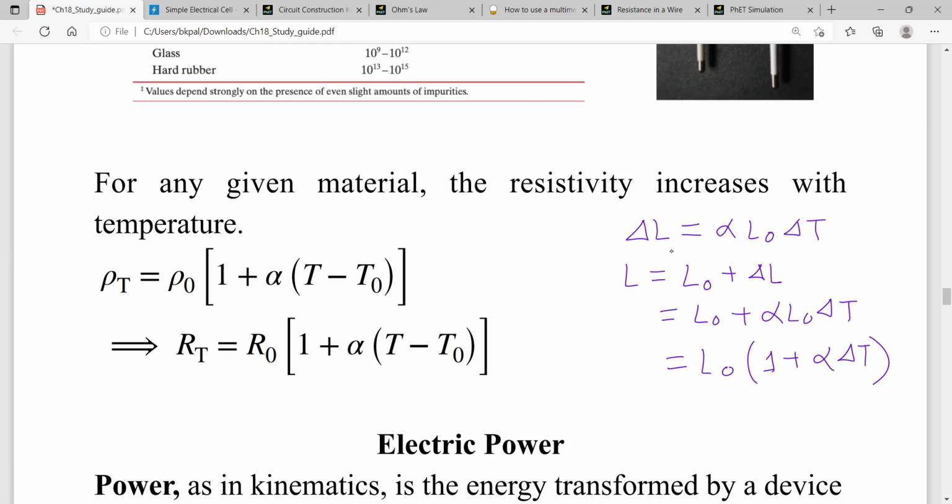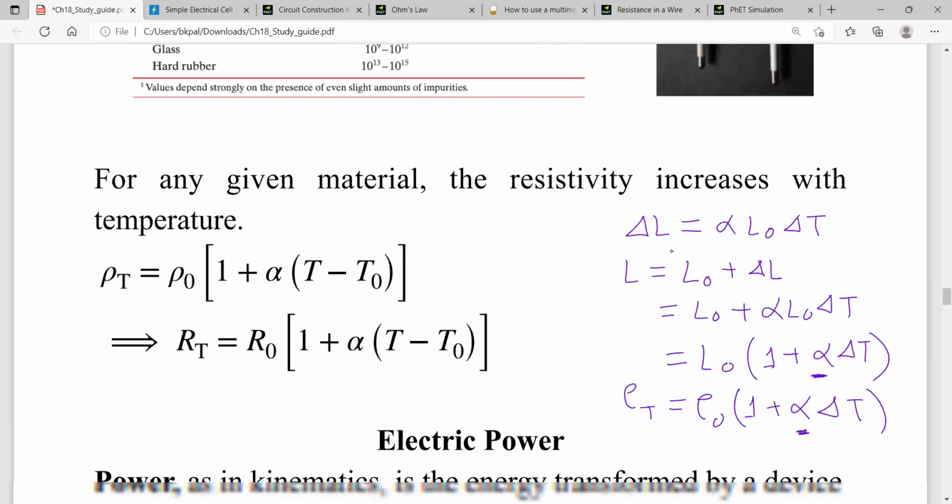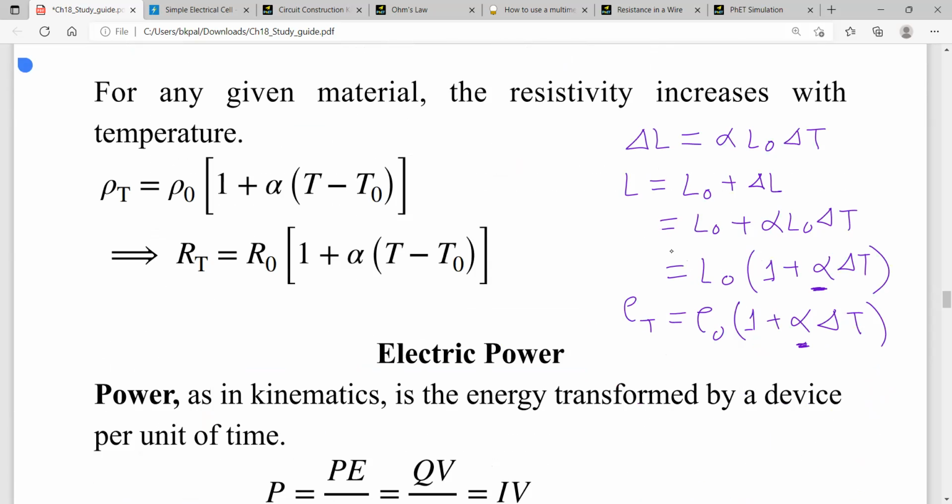So similarly, the resistance and the resistivity also change with temperature, and it follows exactly the same thing. For example, the new resistivity will be something like this: 1 plus alpha delta T. Although this alpha and this alpha are two different. This is the linear expansion coefficient, and this is the temperature coefficient. But you see that the equation is exactly the same, and the same thing for the resistance.